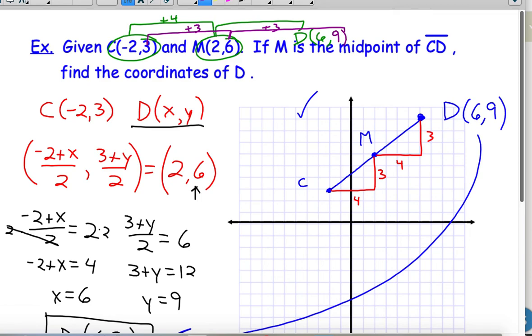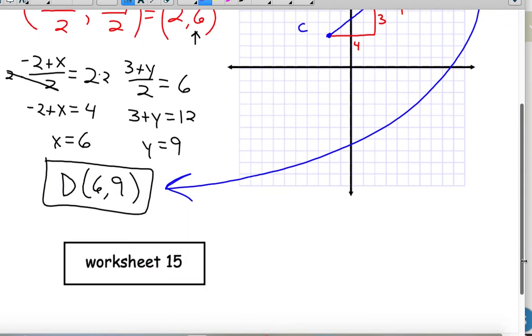So a lot of different ways to think about it. I'm giving you many different ways because I'm not saying one way is better than the other. It just depends on what works for you, what makes the most sense for you, and then do it that way. Okay, your assignment then is to work on worksheet 15.